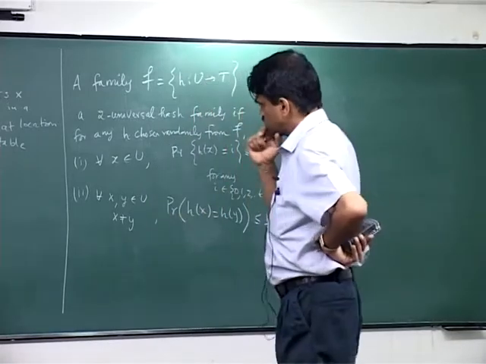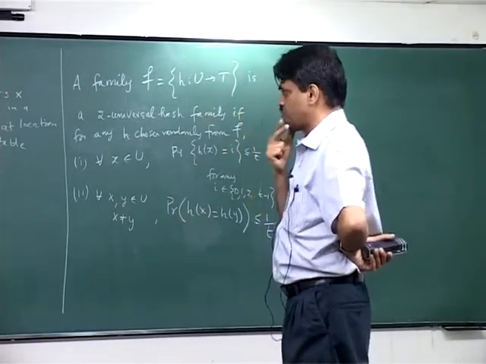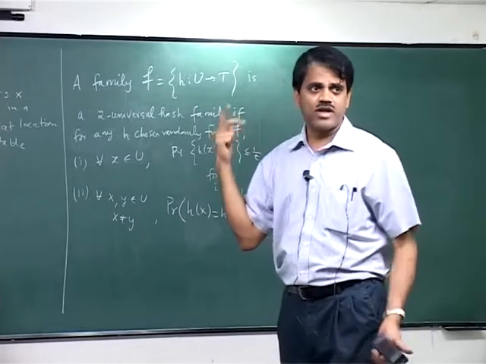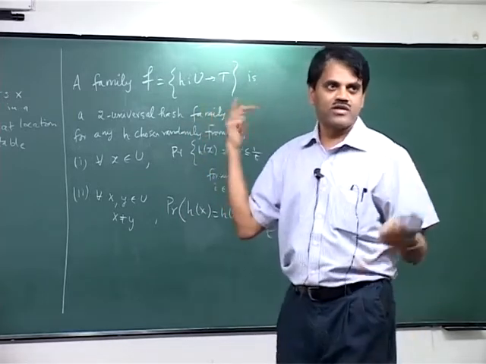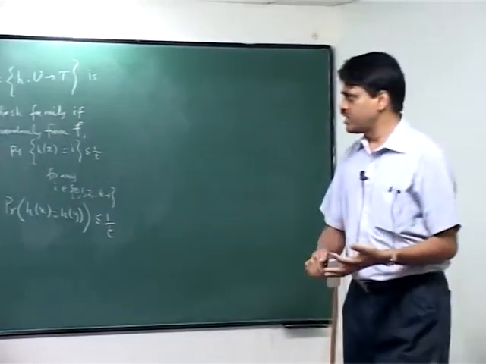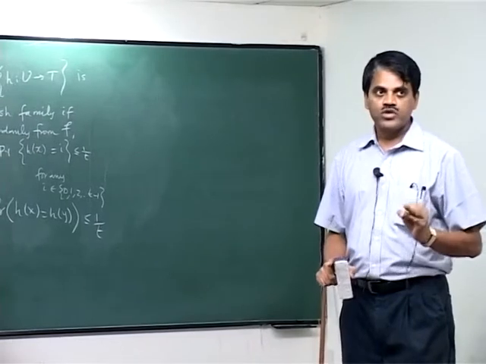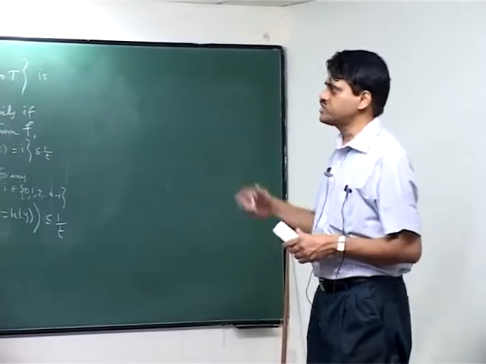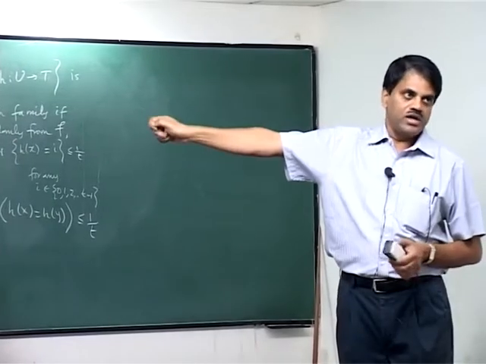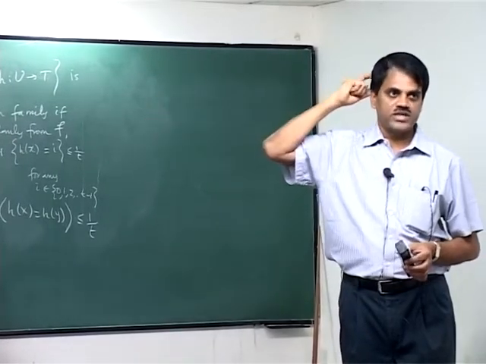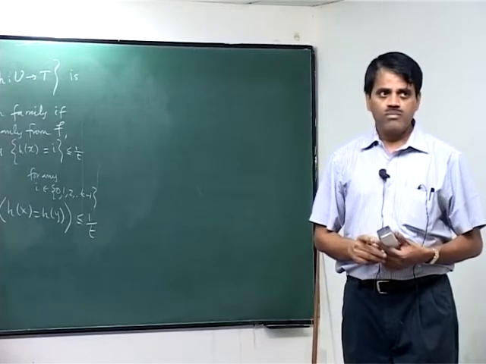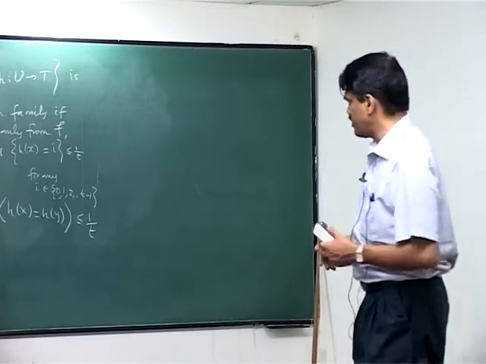Now, there are 2 questions. First, are there 2 universal families of functions? There must be, otherwise there is no point in defining something which no family satisfies. That's question number 1. Question number 2 is, if I use a random function from this universal hash family, is that good for my data structure? Both are relatively easy to answer.